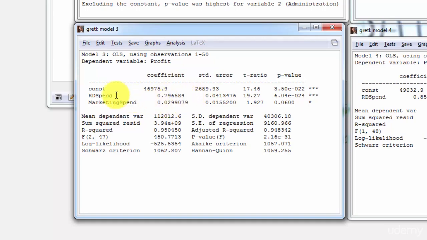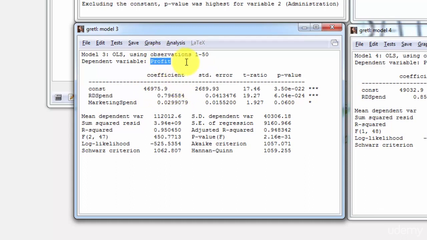And so for every unit that you decrease in your R&D spend, your profit will decrease by 0.79 of a unit of profit. And because R&D spend is measured in dollars and profit is also measured in dollars, that means for every dollar increase in R&D spend, your profit will increase by 79 cents. So let me just repeat that again. You are looking at units increase in R&D spend, they translate through this coefficient into units increase in profit.